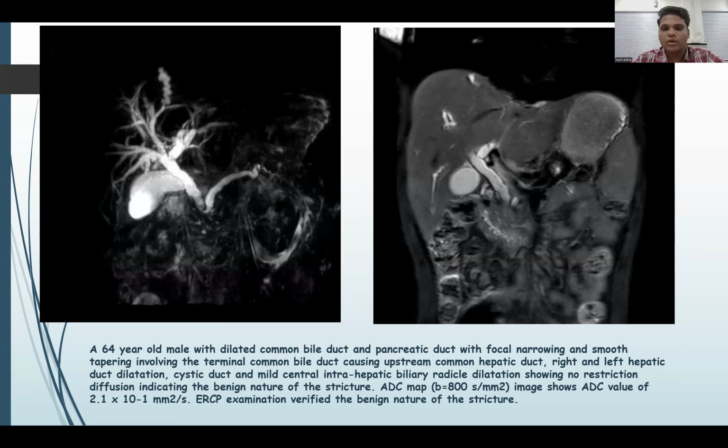This is a case of a 64-year-old male with dilated CBD and pancreatic duct with focal narrowing, showing smooth tapering of the terminal CBD and upstream dilatation of the common hepatic duct, right and left hepatic duct, and cystic duct. This lesion does not show any restricted diffusion, indicating the benign nature of the stricture. The ADC value was found to be very high, about 2.1 × 10^-3, and ERCP examination verified the benign nature of the stricture.